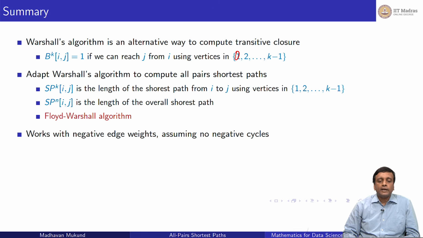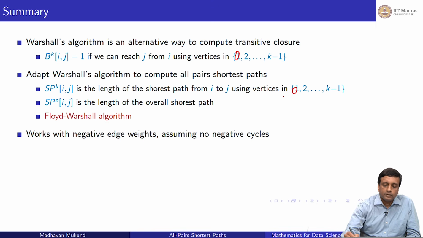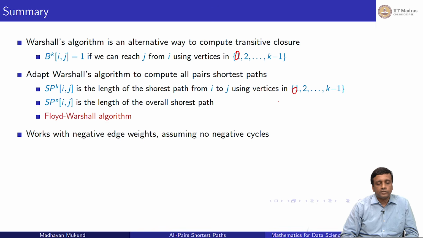So when we adapt Warshall's algorithm for shortest paths, what we basically do is we replace that calculation of or. I can either reach it without using k, or I can reach it using k. I replace that or by minimum. What is the minimum I can do without using k? What is the minimum I can do using k? And I use that to update this thing from i to j, right? So this is called the Floyd-Warshall algorithm, and it should work, as we saw, with negative weights, provided there are no negative cycles.